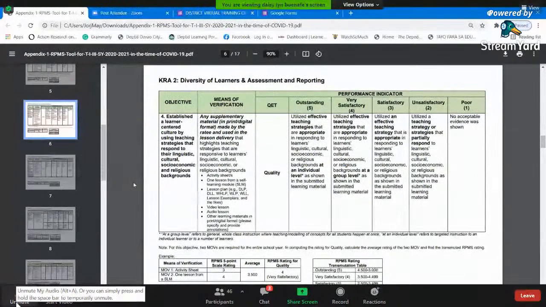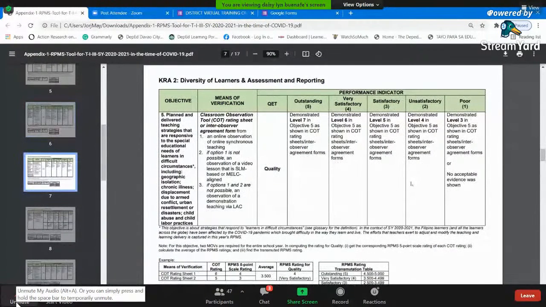Okay. So now objective number 5 under KRA 2, which is diversity of learners and assessment. This one has no problem. The MOV for number 5 is the COT again. You can see it in the COT, but if you are familiar with our COT, there are only three things to look for.